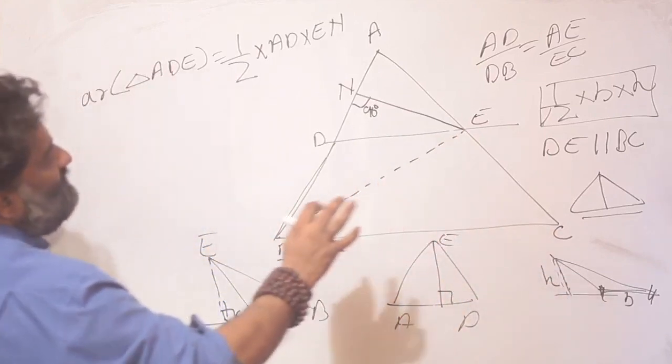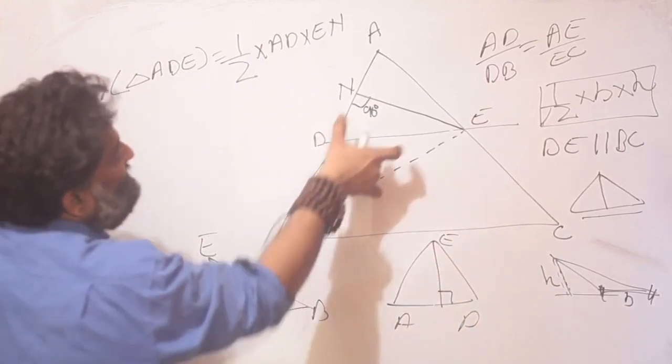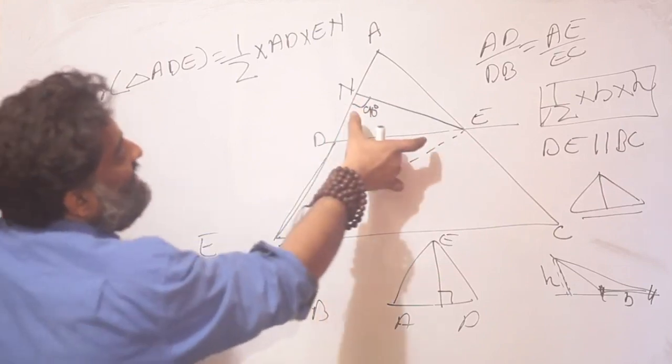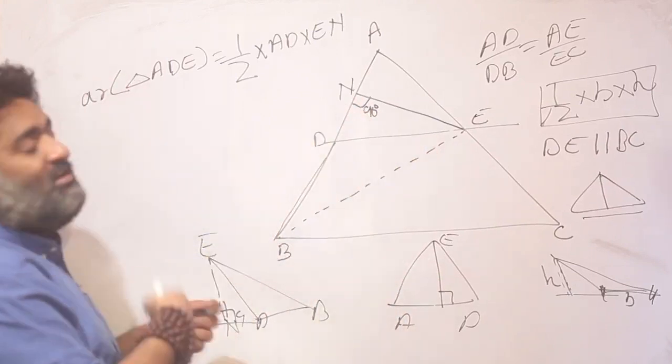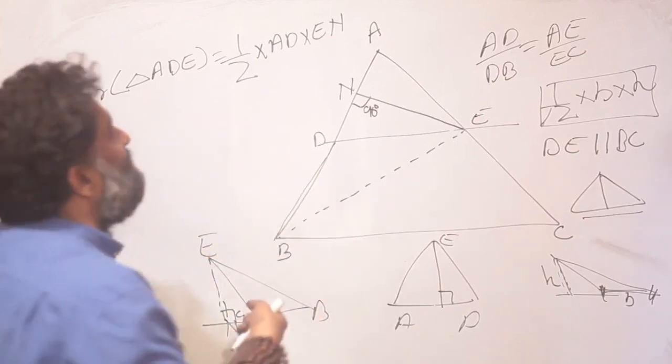So EN is the height of the triangle BDE, because remember the height can fall outside the triangle also. That should not be too much of a problem. And in case you're not familiar with the idea, now you're learning. This is the base and this is the height. The first time that you look at it, it might be very, very difficult, but repeat the process a couple of times and hopefully with time the process will get better and better.